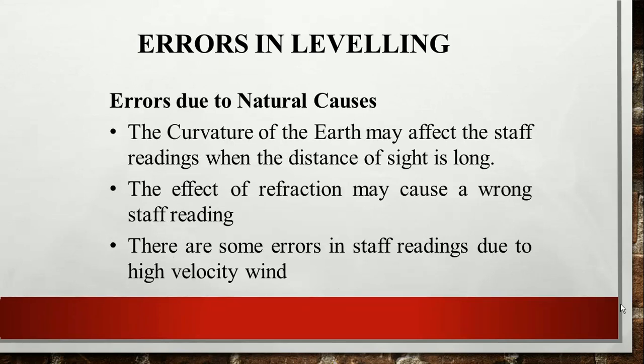Next is error due to natural causes. The curvature of the earth may affect the staff reading when the distance of sight is long. The effect of refraction may cause a wrong staff reading. There are also errors in staff reading due to the high velocity of winds.